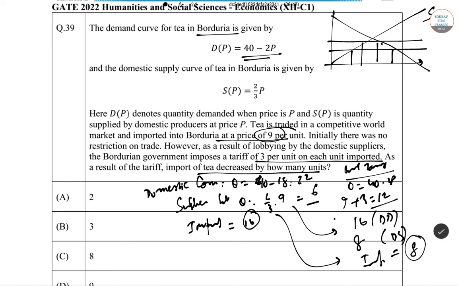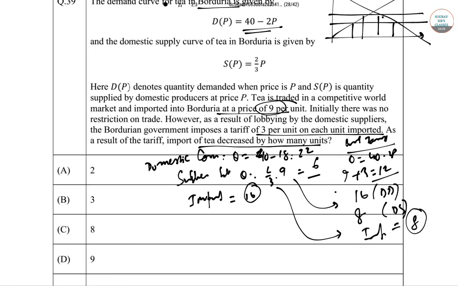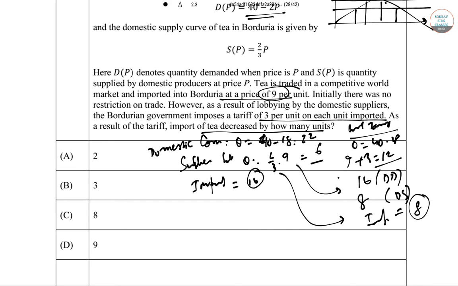So as a result of the tariff, the import of T is decreased by how many units? The previous import was 16, now it is 8. So it decreased by 8 units.